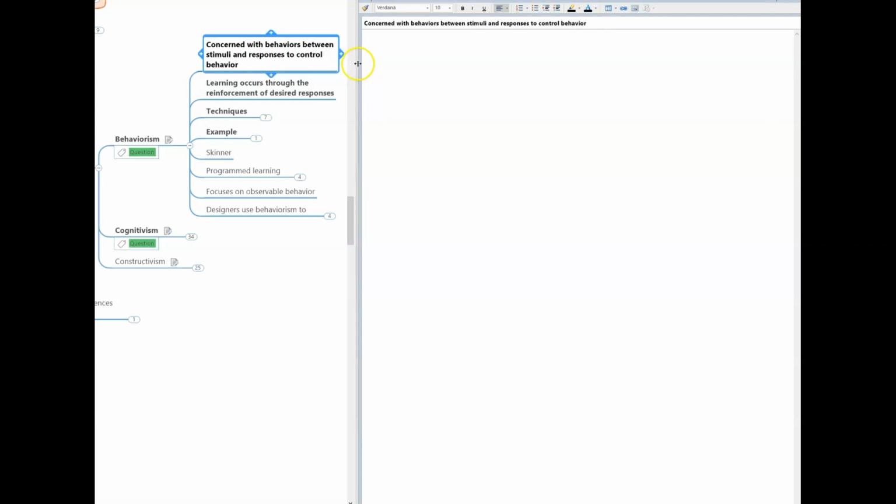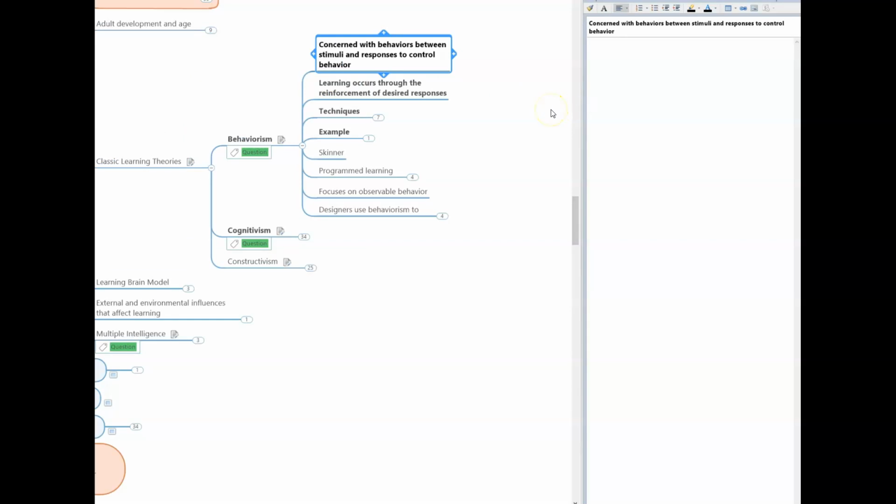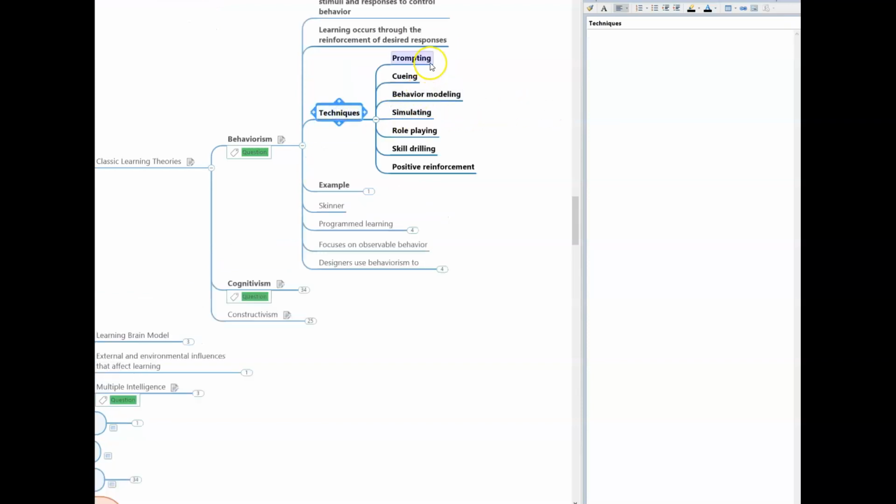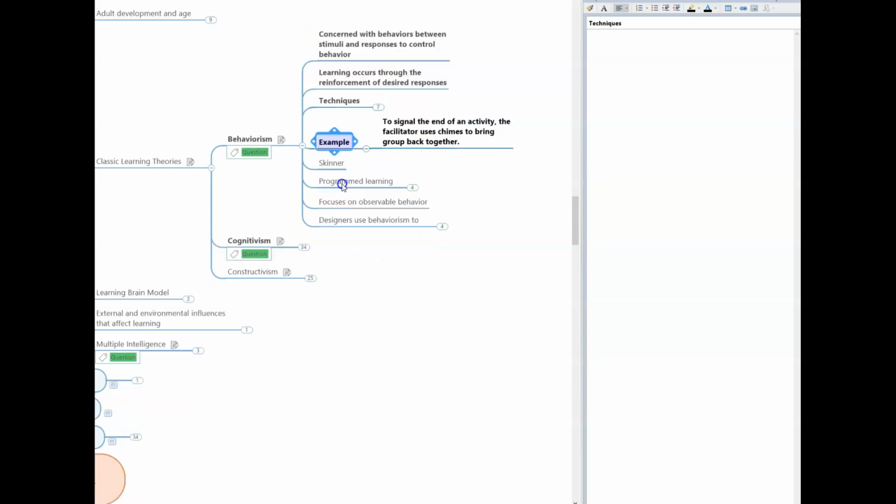Behaviorism is concerned with behaviors between stimuli and response to control behavior. Learning occurs through the reinforcement of desired responses. There are 7 techniques: prompting, cueing, behavior modeling, simulating, role-playing, skill drilling, and positive reinforcement.